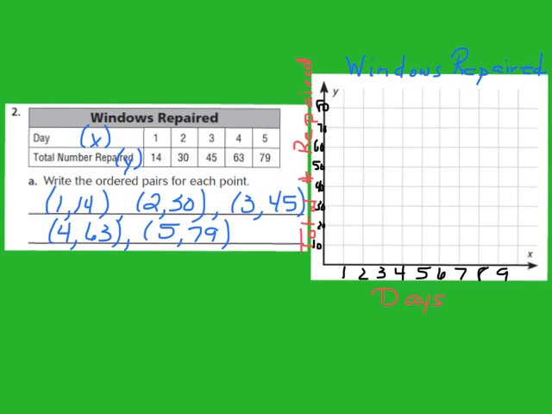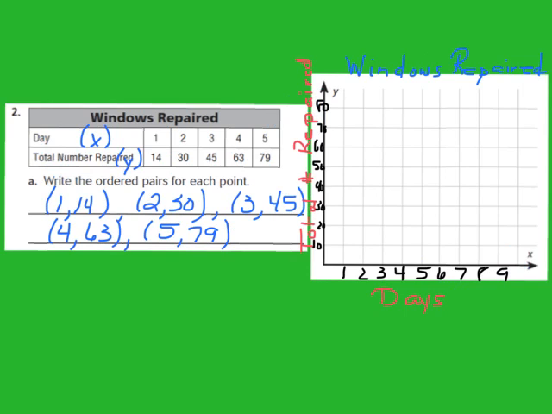It has the x-axis labeled as days, the y-axis labeled as total number repaired, and then we also have the numbers that we're counting by for both the x and also the y. Now our first ordered pair is 1, 14. So we're going to go ahead and locate 1, 14 on our coordinate grid.